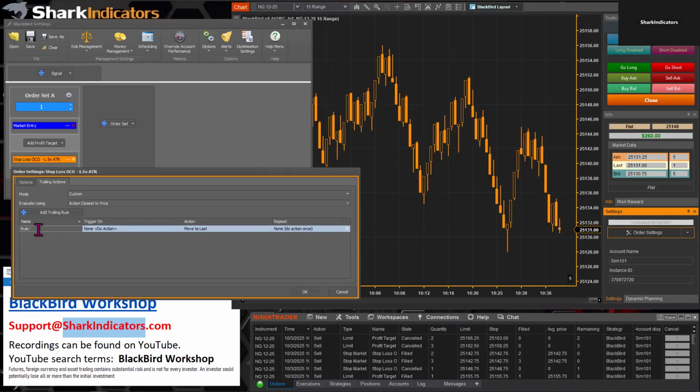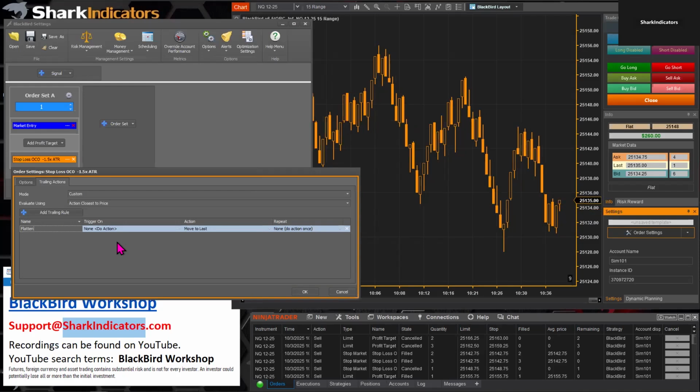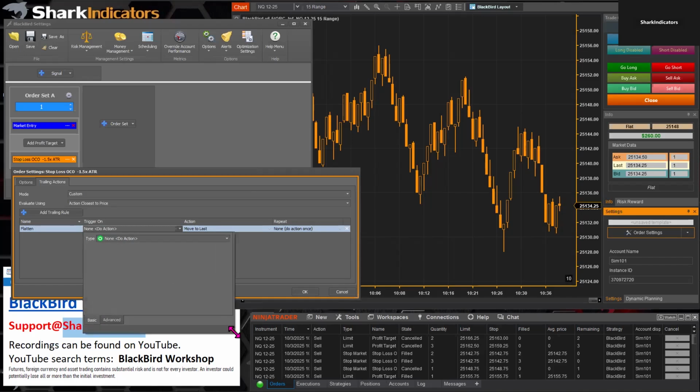All right, so let's add the flatten here. Just give this trailing rule some kind of a name. We'll just call it flatten. The key to identify if a candle closes with the high below the entry price, that kind of condition that you want to look for, is what the triggers do. That's why we have these trigger conditions. And the one we're going to use is price versus indicator.